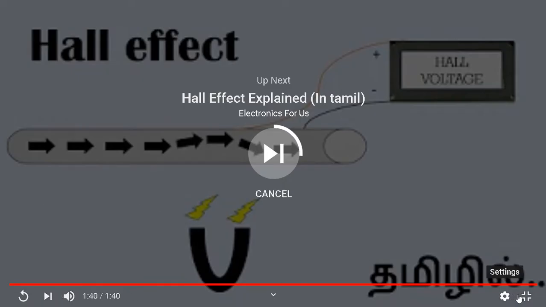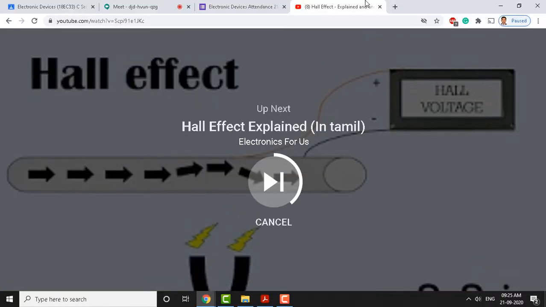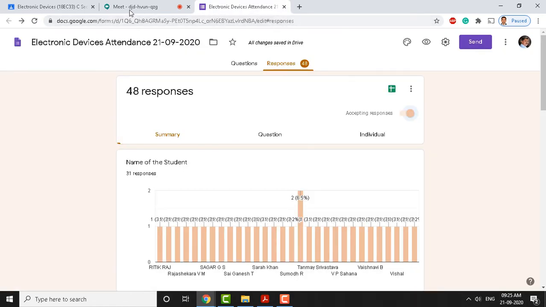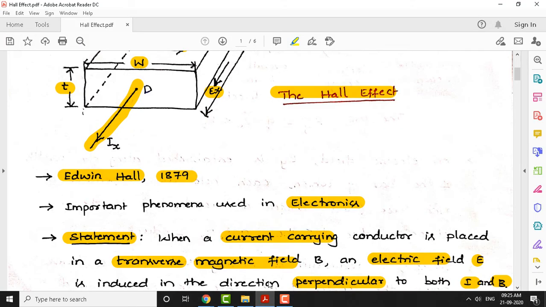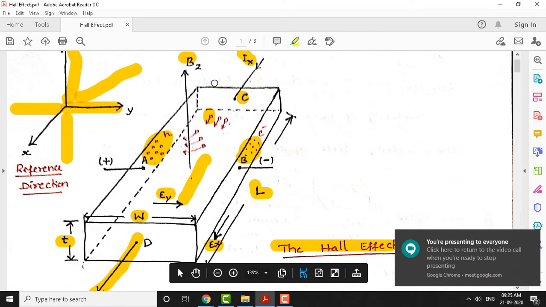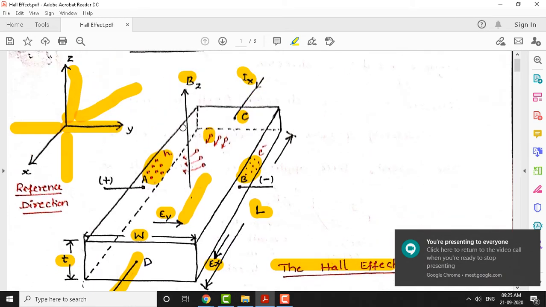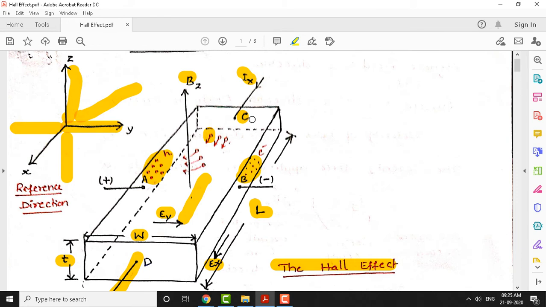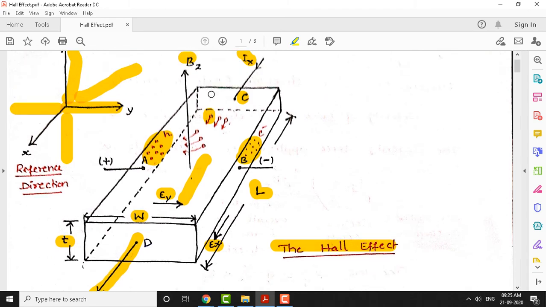Okay, so I hope you understood this. Okay, the Hall effect phenomenon. So what it tells you is, when a current carrying conductor is placed in a magnetic field, the electrons get deflected, and it will induce voltage in another part of the conductor. Now let us look at this diagram here.